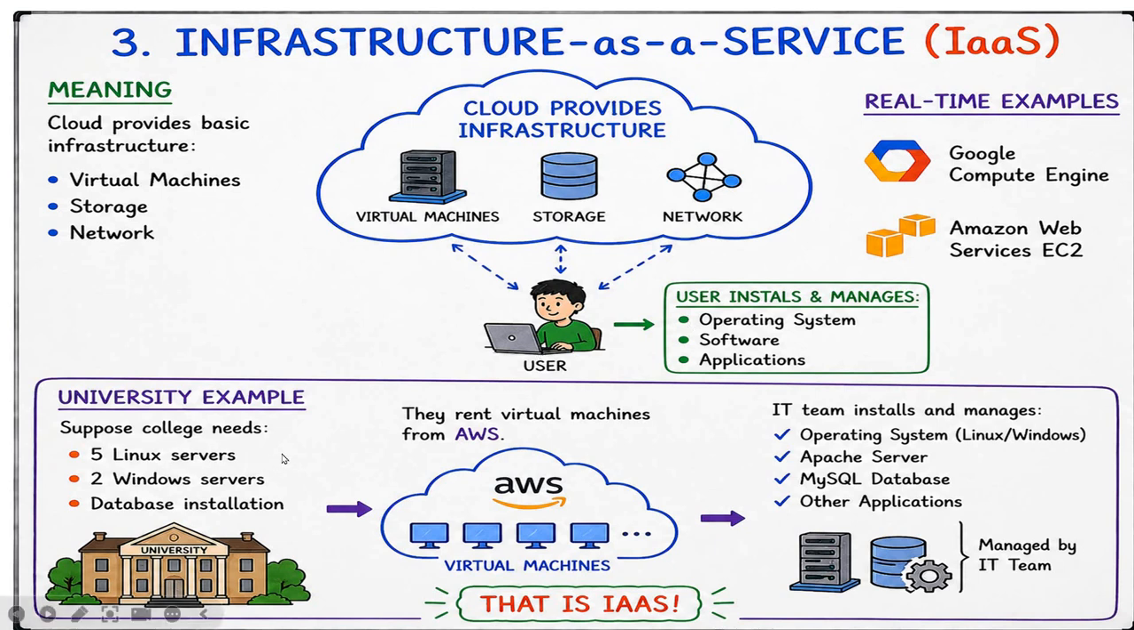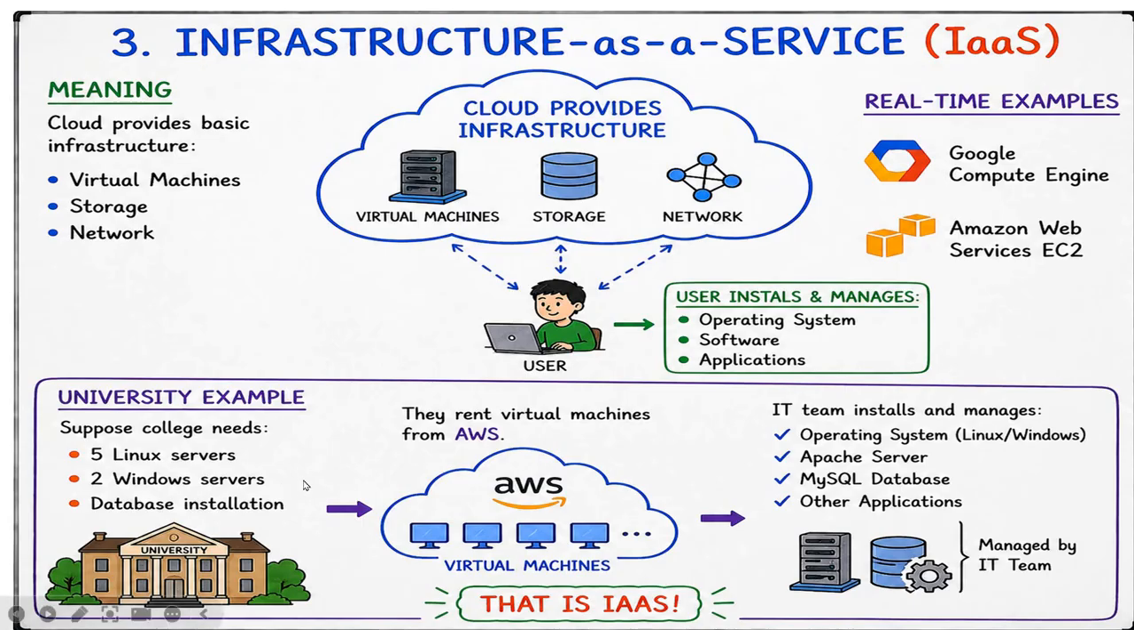So here we have one university example to illustrate how the infrastructure as a service works in practice. Suppose a college requires 5 Linux servers, 2 Windows servers, and a database installation. Now, instead of buying the physical servers and the networking equipment, the university rents the virtual machines from AWS. Now, once the virtual machines are provisioned, the university's IT team installs and manages the operating systems such as Linux or Windows, along with services like Apache Web Server, then MySQL database, and other applications which are necessary.